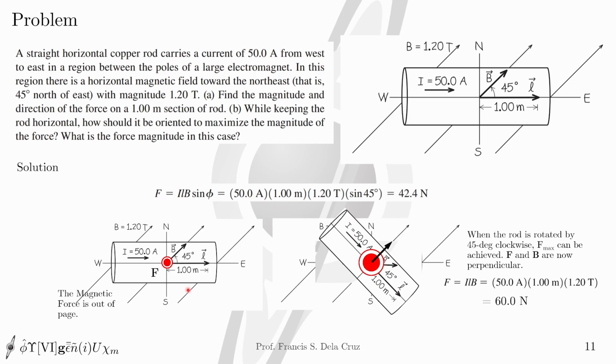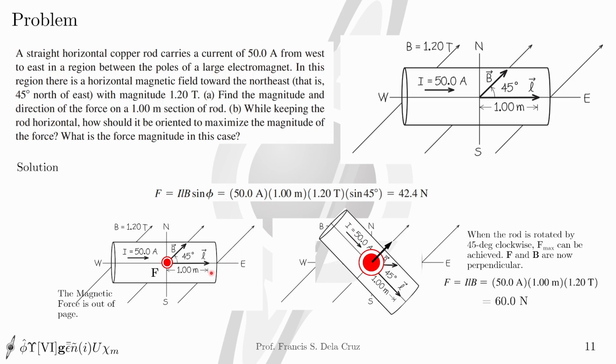So based on this, what will be the magnitude and what will be the direction of the force? From I L cross B, we have ILB sine phi, where phi is the angle between the magnetic field and the direction of the current segment, technically.